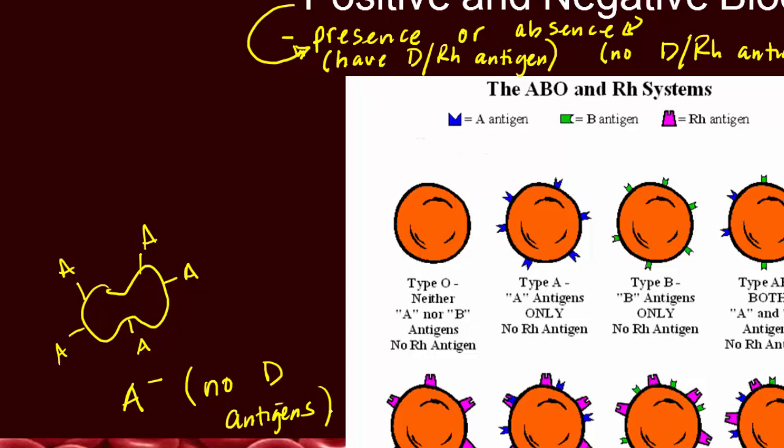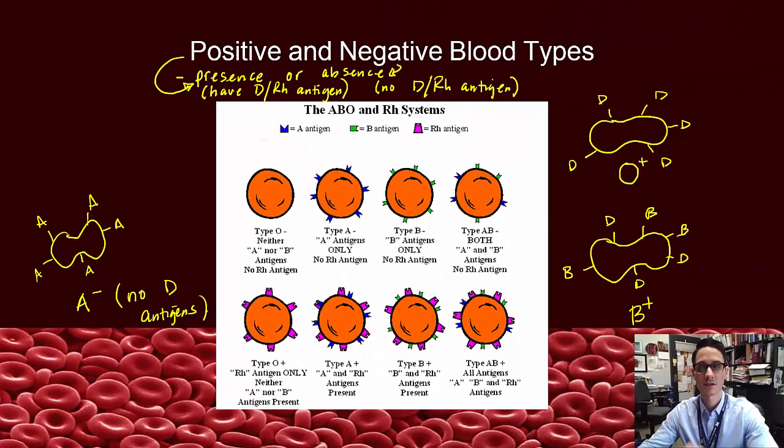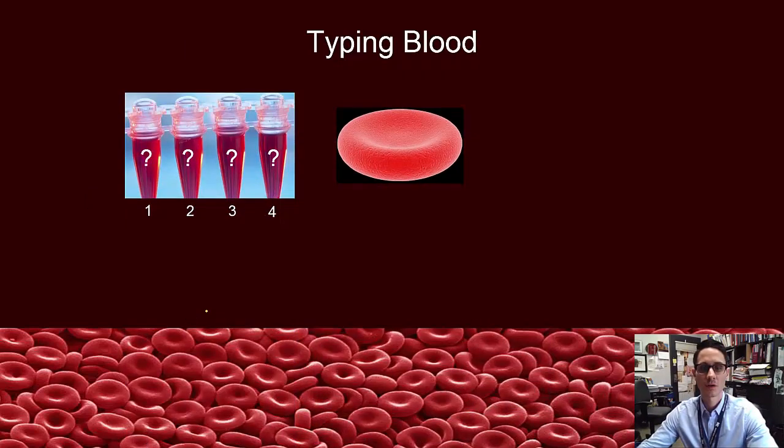If we have a D antigen, it's a positive blood type. Okay, so you always need to indicate when you're giving a blood type the A and B antigens and the D antigen if it's present. Okay. All right, so let's move forward and talk about blood typing.